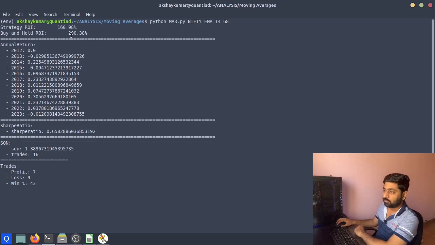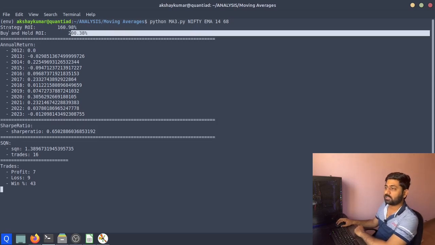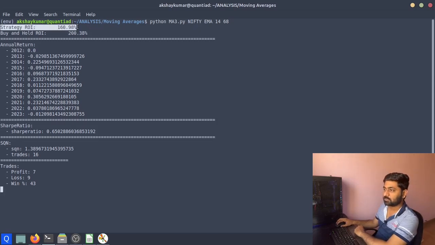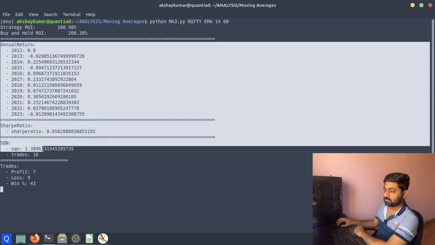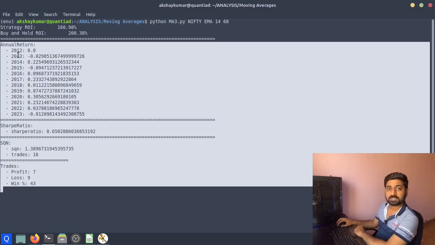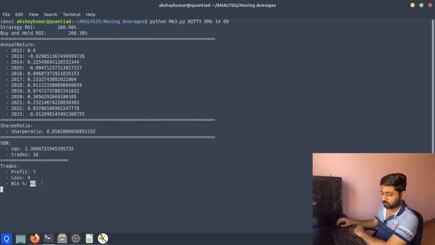See, buy and hold, we are able to give 200% and our strategy gave us around 161% ROI. So these are the other parameters, you can check it out. Now this is a very important parameter that increased significantly. In all previous strategies, if you observed carefully, this win percentage was very low, like around 26% or 30%, but it has now increased to 43% with two moving averages.